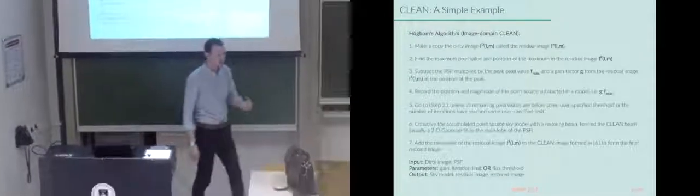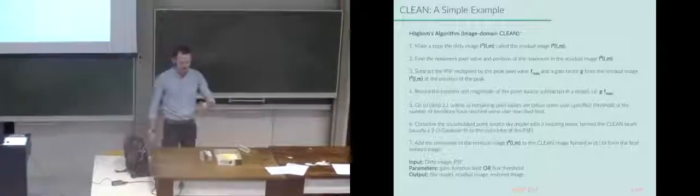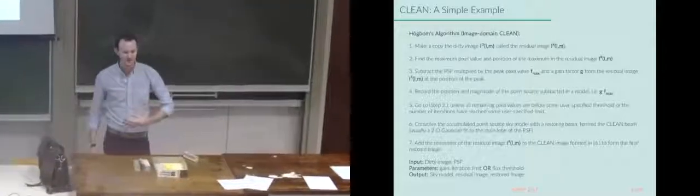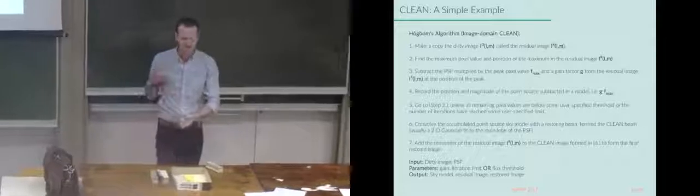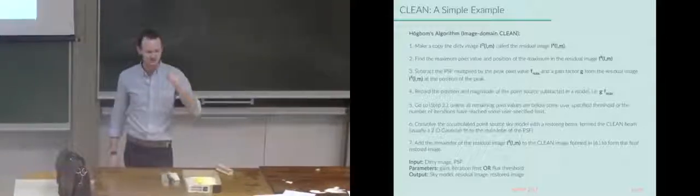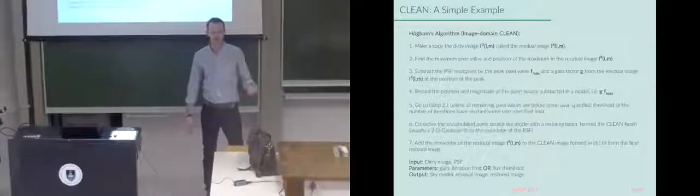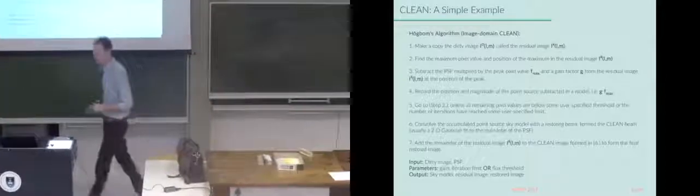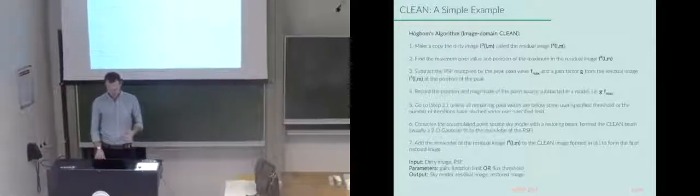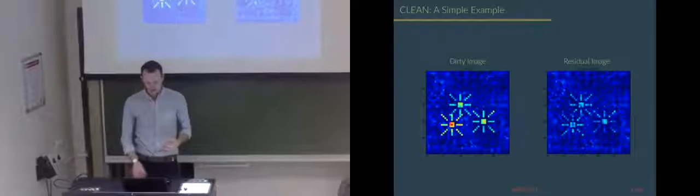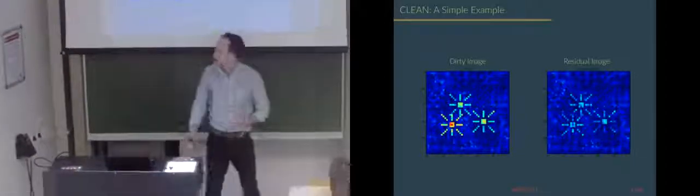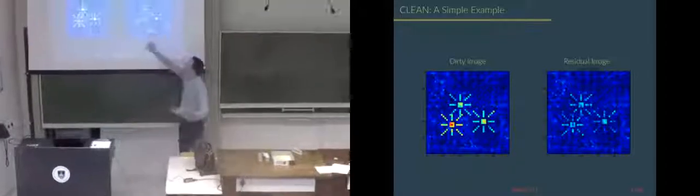Because if you take out too much, if you subtract off too much flux, then chances are you're sucking out some noise. But if you subtract off too little flux each time, it's just going to take forever and it won't converge to some reasonable residual image. Okay, and so if you go through that process, you have your original dirty image, and then you can get down to this residual image.